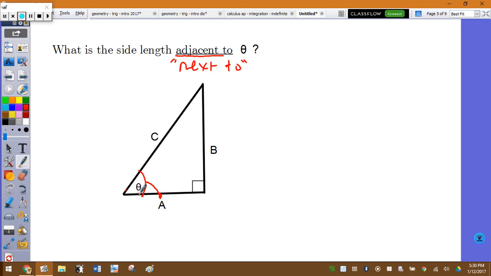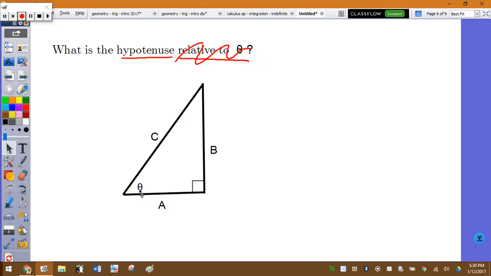so let's call it the adjacent side. So the answer to this question would be A. What is the side length adjacent to, attached to, next to this angle? Yes, C is next to it, but it already has a name, so let's give it to A. And in general, we're talking about the legs when I say side length here. Because if I were referring to the longest side, I'd give it its name, which of course we know is the hypotenuse. So this phrase here, what is the hypotenuse relative to this angle, is not needed. Because no matter where my reference angle is, the hypotenuse is still C, right?